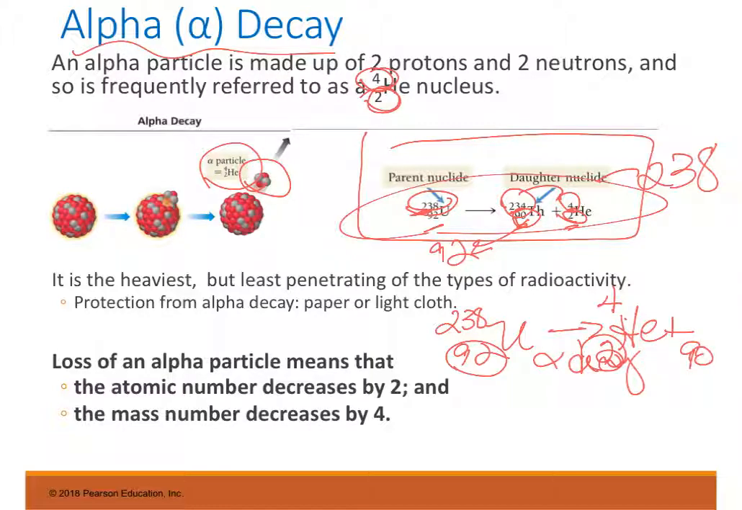It must have an atomic number of 90 so that atomic numbers are balanced, and it must have a mass of 234. So now, because the atomic number identifies the element, you look in the periodic table and find out what element has an atomic number of 90, and that is thorium.